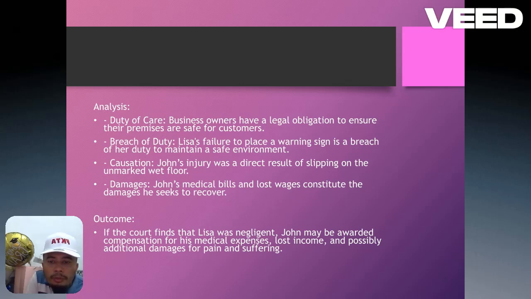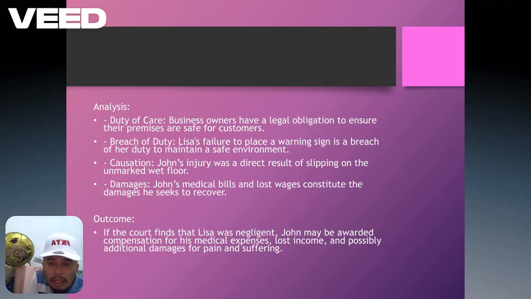So the outcome from this case, if the court finds that Lisa was negligent, John may be awarded compensation for his medical expenses, lost income, and possibly additional damages for pain and suffering, which includes trauma and psychiatric problems caused by this event.